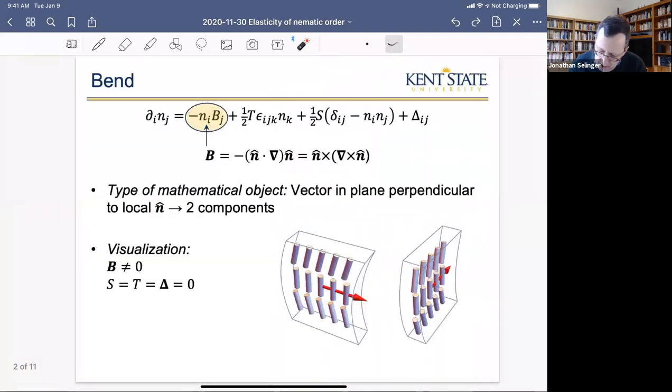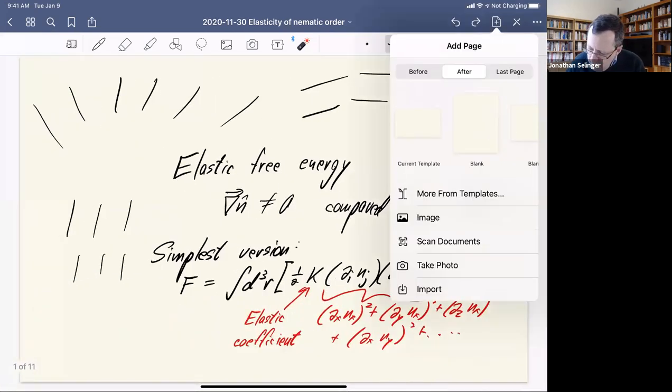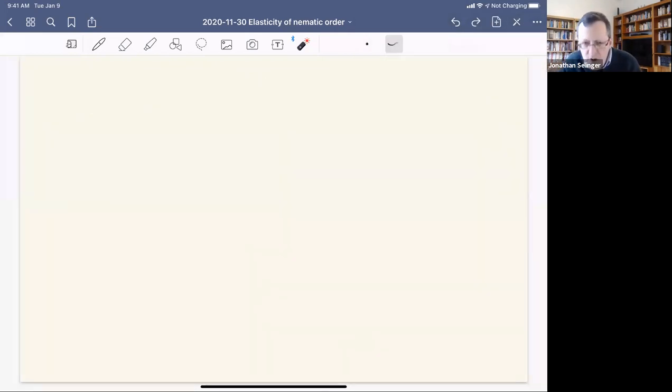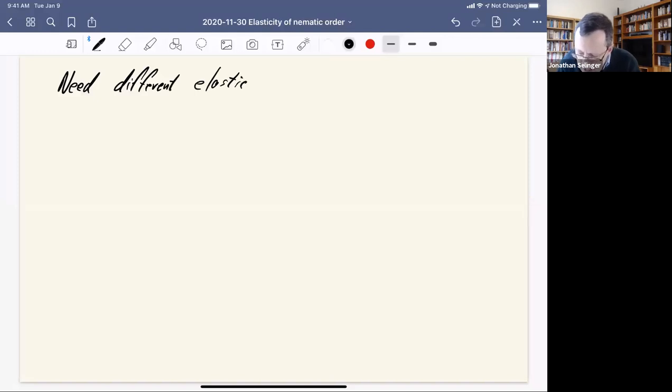So let me present my version of how we would break up those things. What we want to do is say we need different elastic constants for the different types of variation.